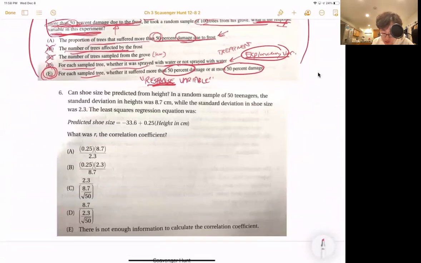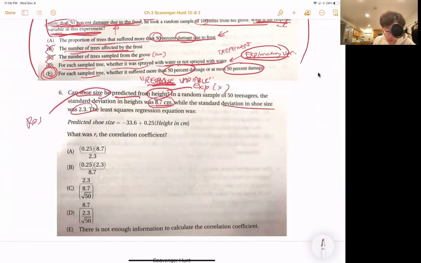Can shoe size be predicted from height? Okay, so this gives me the standard deviation 8.7, so that is for your height. And the standard deviation of shoe size is 2.3. So shoe size can be predicted. So that is your response based on the height of this survey. So explanatory variable, which is your X, response variable, which is your Y. So the height is going to be your X. So 8.7 is going to be down here because that's your standard deviation of X, and the standard deviation of Y would be at the top.